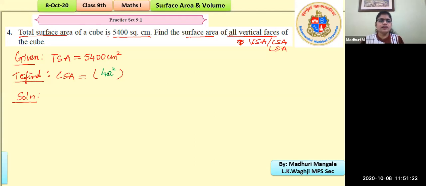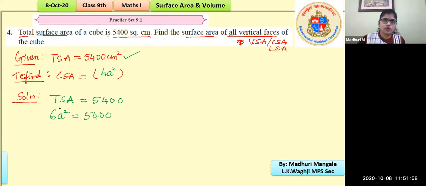Correct, students? And always start with given. Suppose you don't know from where to start, because here the side is not given. So how do we start? Start with whatever is given. So here we are given that the total surface area is 5,400. Now substitute or replace the TSA with the formula. What is the formula of total surface area of a cube? Total faces is 6. So that will be 6a squared, which is equal to 5,400. Now just try to relate. What are we asked to find? 4a squared. What are we given?